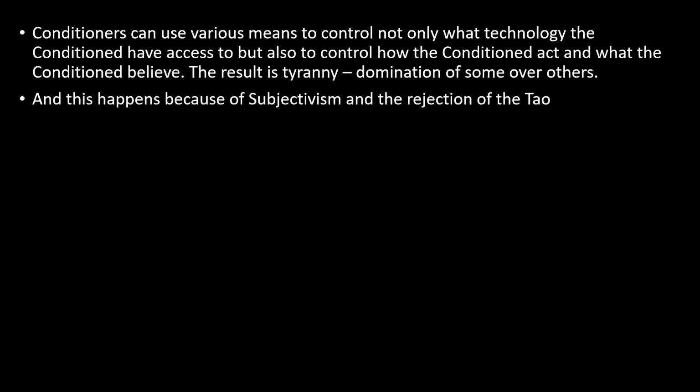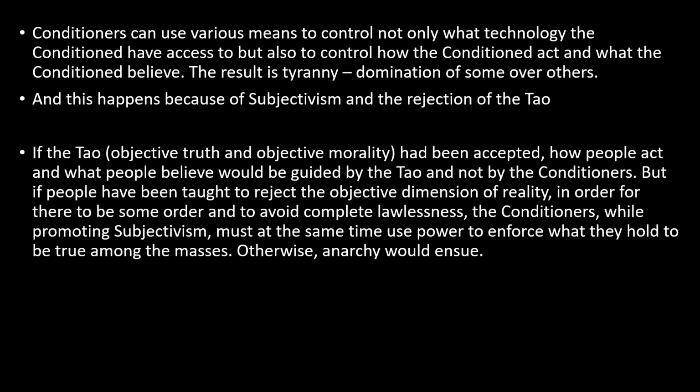And again, he takes this all back to subjectivism and the rejection of the Tao, that he says, ultimately, if you accept subjectivism, this is the ultimate outcome, is this idea of having conditioners and conditioned. There's no other way to have some form of order in the world. You have to ultimately have some people assuming power if we reject the Tao and reject objective truth and objective morality. And he'll continue to explain why as we go on.